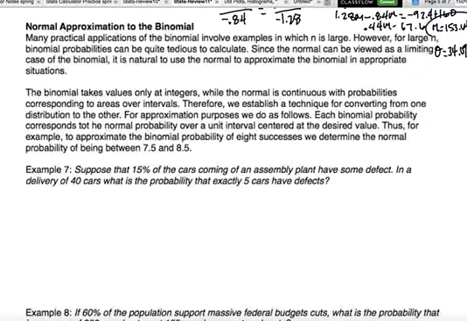So example 7 says, suppose that 15% of the cars coming off an assembly plant have some defect. In a delivery of 40 cars, what is the probability that exactly 5 cars have defects?